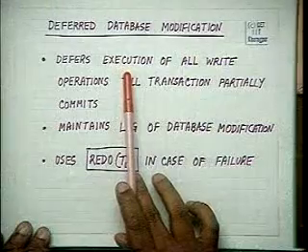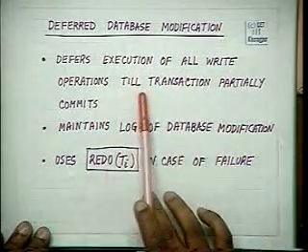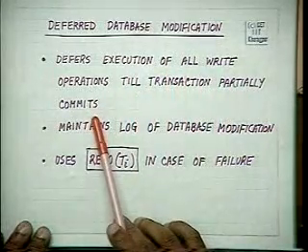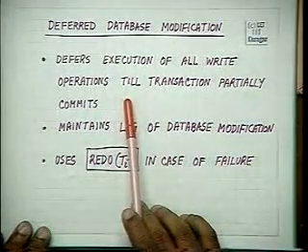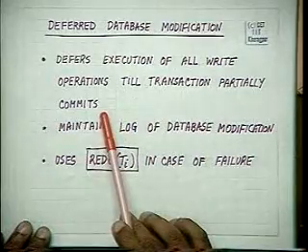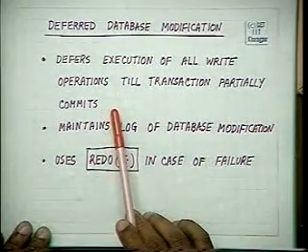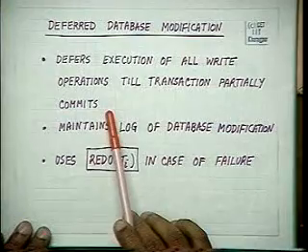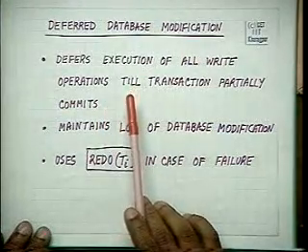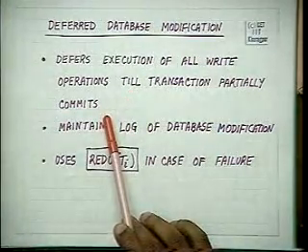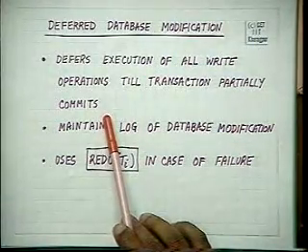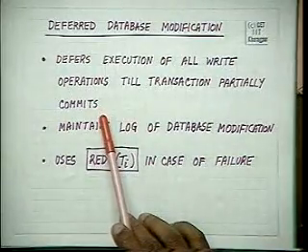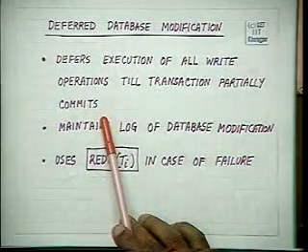The deferred database modification defers the execution of all the write operations till the transaction partially commits. This means that whenever there is a write operation in any transaction Ti, that write operation is not immediately written onto the disk. The log corresponding to that write may be written onto the disk, but the actual writing of the value into the disk is withheld till the transaction partially commits, that is till the last statement is executed.